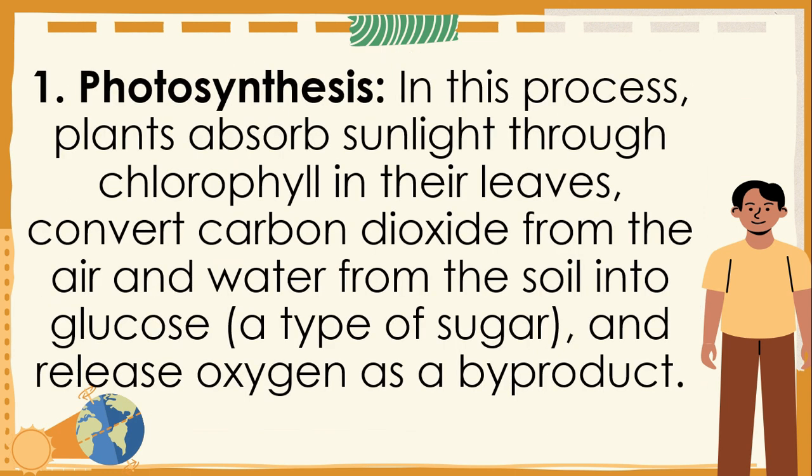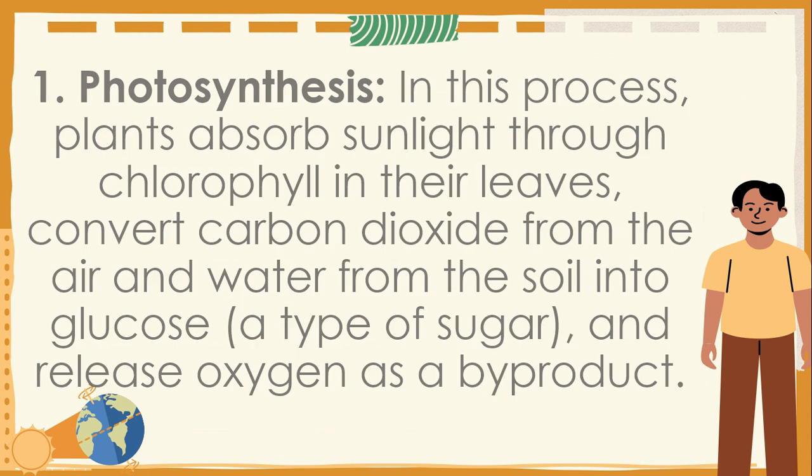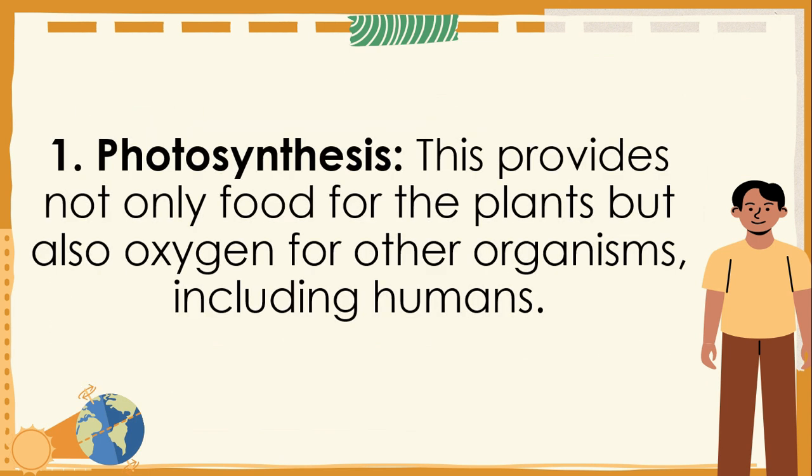In this process, plants absorb sunlight through chlorophyll in their leaves, convert carbon dioxide from the air and water from the soil into glucose, a type of sugar, and release oxygen as a byproduct. This provides not only food for the plants, but also oxygen for other organisms, including humans.